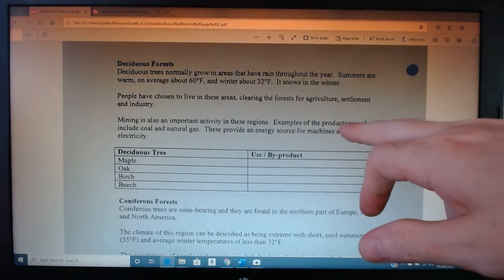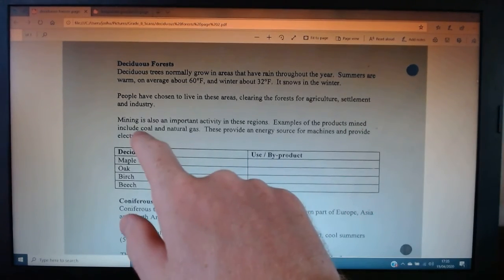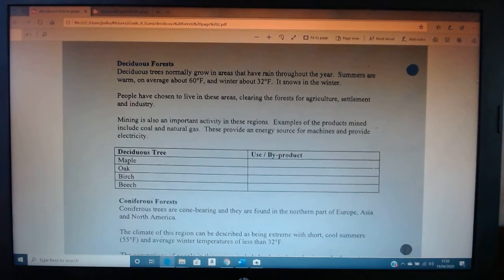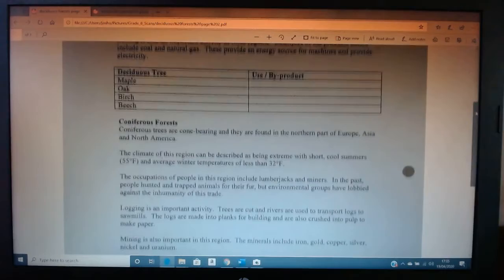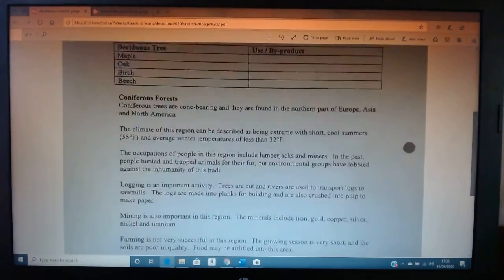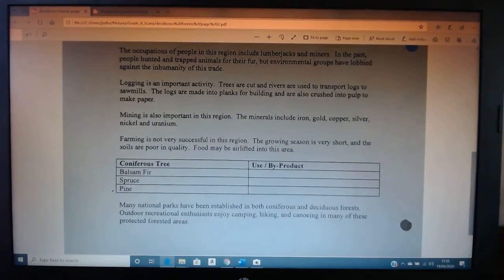I also want you to note that products that we get from the ground include coal and gas. All right. So that's what happens. That's what human activity goes on in the deciduous forest. We've already filled in that little table, and we filled in this little one down the bottom as well.